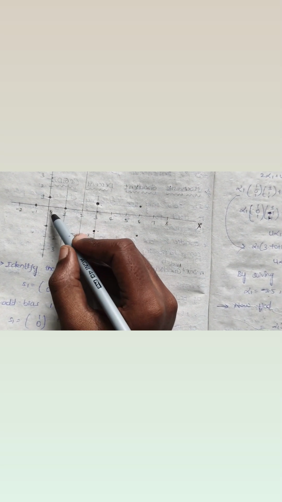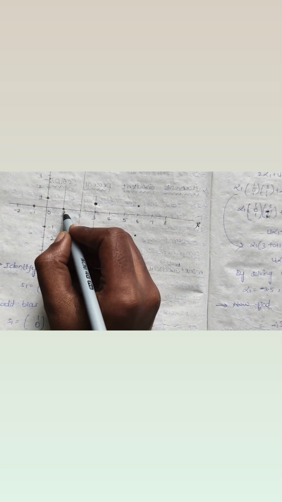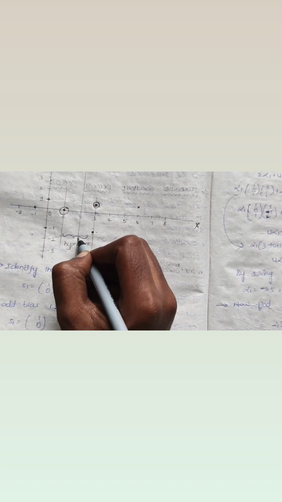So first of all, the process is that we have to identify the support vectors first. Support vectors mean the points which are nearest to the hyperplane. So this is one point: 1 comma 0 is the first point. Another one is 3 comma 1, here this point. These are the nearest points to the hyperplane.